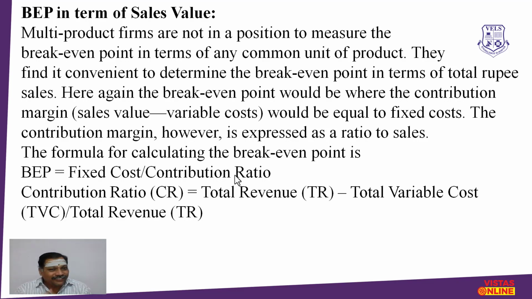For multiple products we have to use the contribution ratio. What is the contribution ratio? Total revenue minus total variable cost, divided by total revenue. That's a very easy one. Total revenue minus total variable cost, divided by total revenue, will be the contribution ratio.